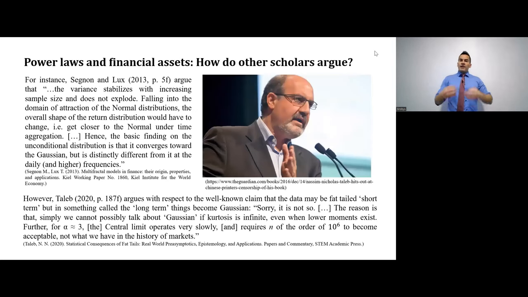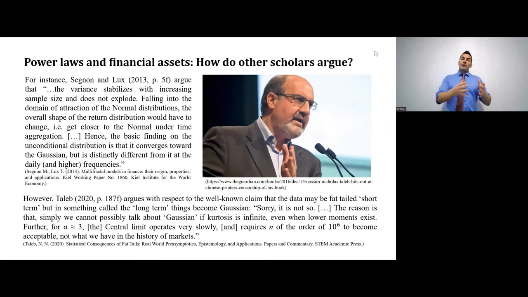So, regarding power laws and financial assets, there are obviously opinions among scholars that somehow deviate. For instance, Segnon and Lux, in one paper, argue that the variance stabilizes with increasing sample size and does not explode. Falling into the domain of attraction of the normal distribution, the overall shape of the return distribution would have to change, that is, get closer to the normal under time aggregation. Hence, the basic finding on the unconditional distribution is that it converges towards the Gaussian but is distinctly different from it at the daily and higher frequencies.